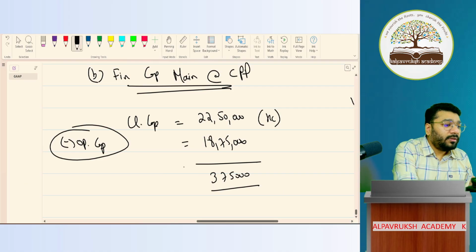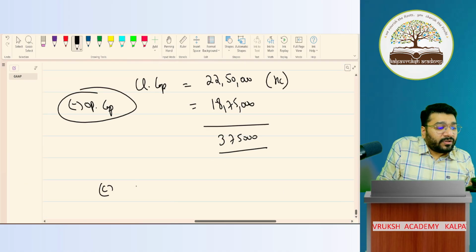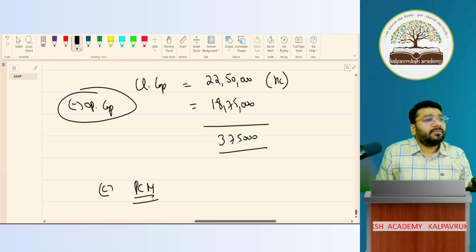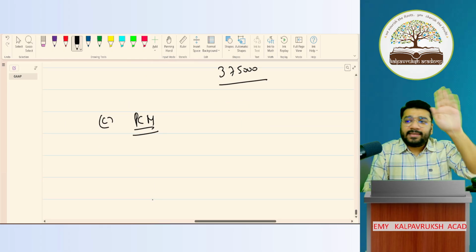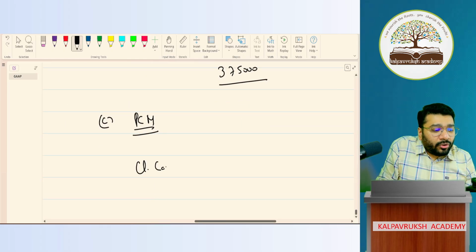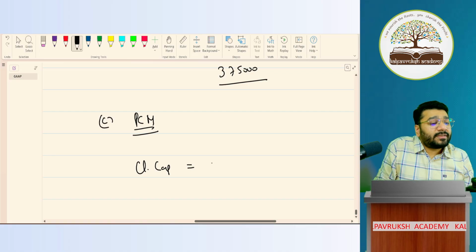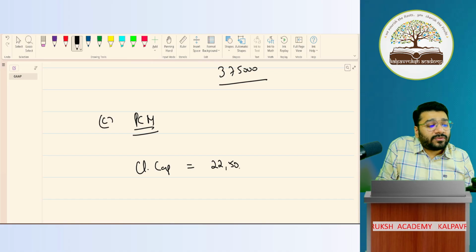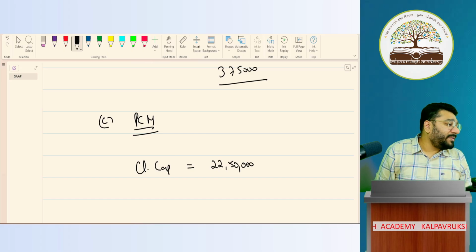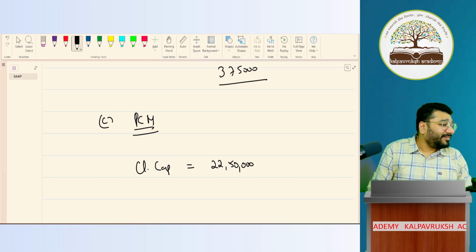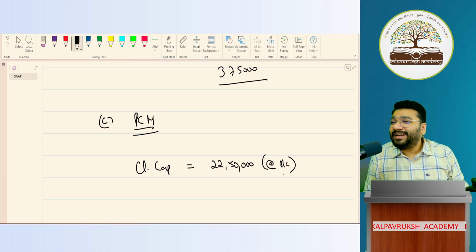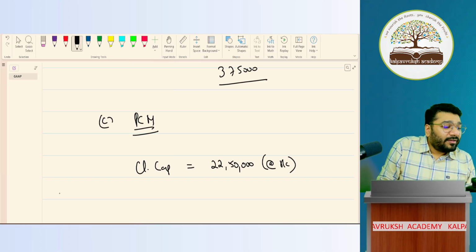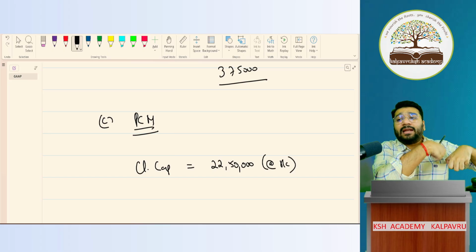Now, point number C. Physical capital maintenance method, PCM. Got it, not got it? Format same only. We'll start with closing capital. How much is it? 22 lakh 50,000. This is important. This is at historical cost. 22 lakh 50,000 capital is there in my pocket.